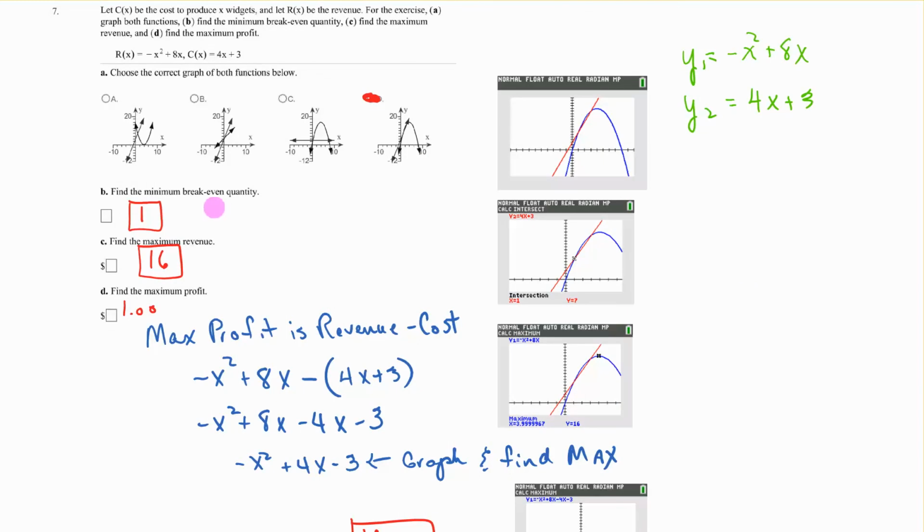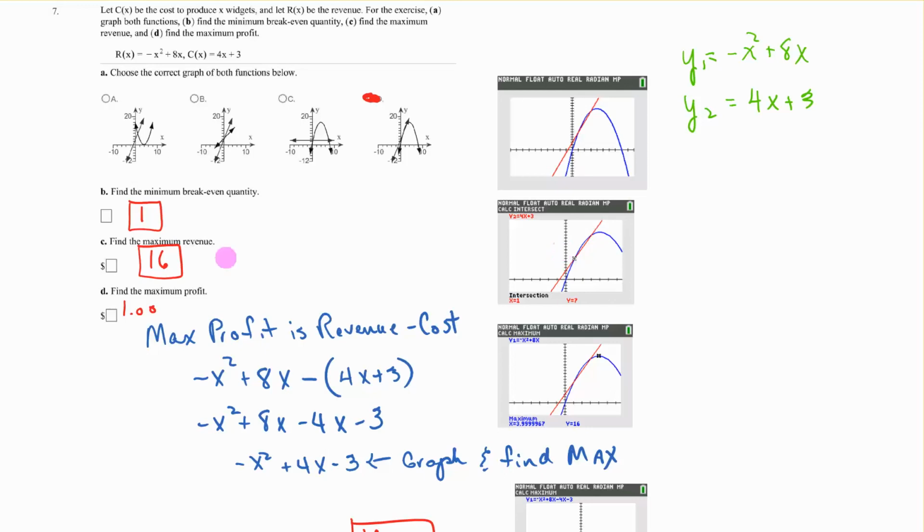Find the minimum break-even quantity. Well, you break even when your revenue, how much you're making, is equal to your cost. So we need to find out where these two intersect, and that is at x equals 1. Okay, x equals 1. That's the minimum break even, because it looks like they break even up here as well, but minimum would be this lower one.